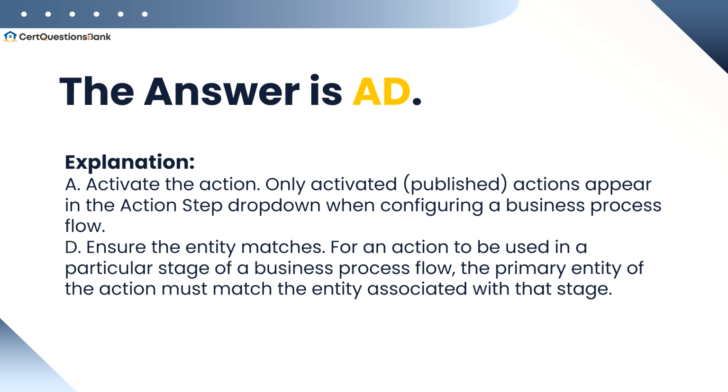A. Activate the action. Only activated, published actions appear in the Action Step dropdown when configuring a business process flow. D. Ensure the entity matches. For an action to be used in a particular stage of a business process flow, the primary entity of the action must match the entity associated with that stage.